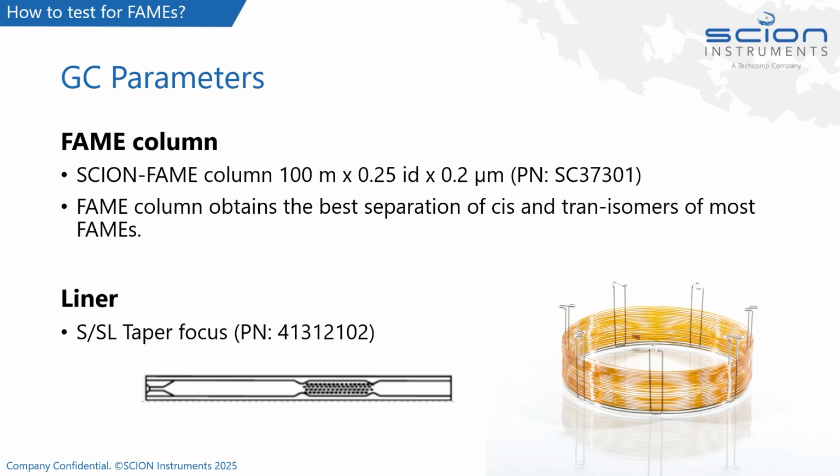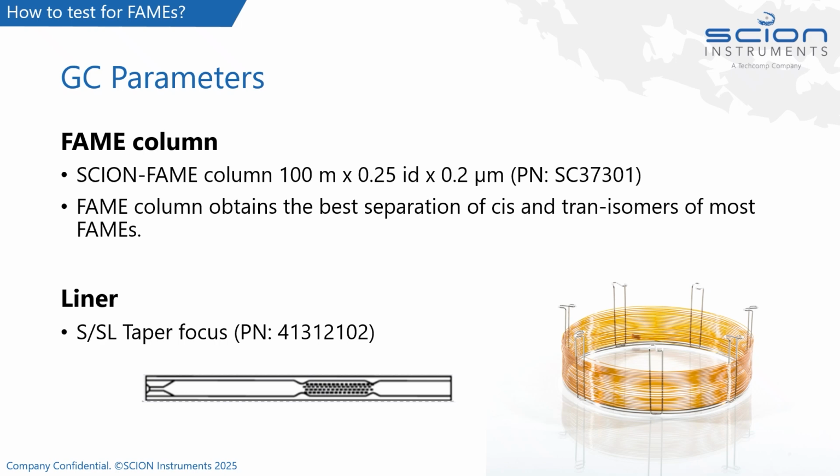The FAME analysis can also be performed on other columns, such as the SCION wax, but we will lose some of the resolution between cis and trans. So it really depends on the required characterization of your samples and of the FAME compounds as to which column you will choose for your analysis.